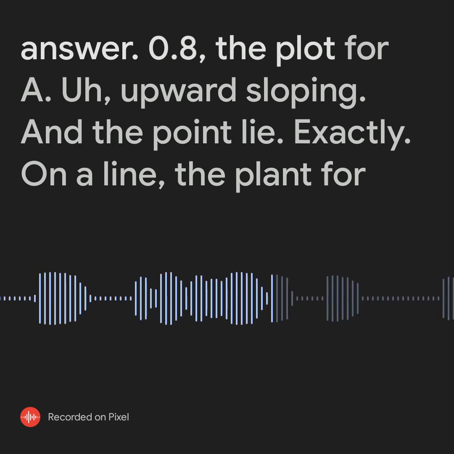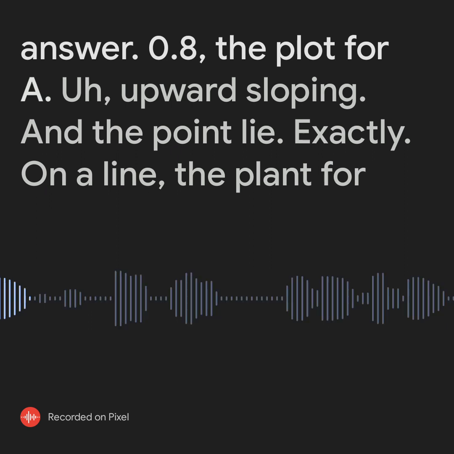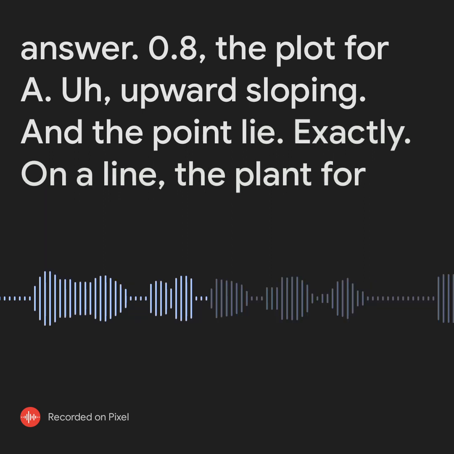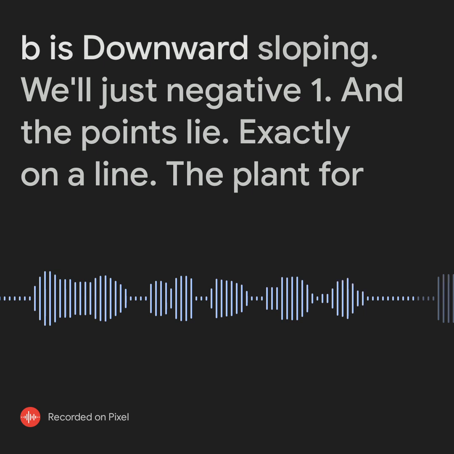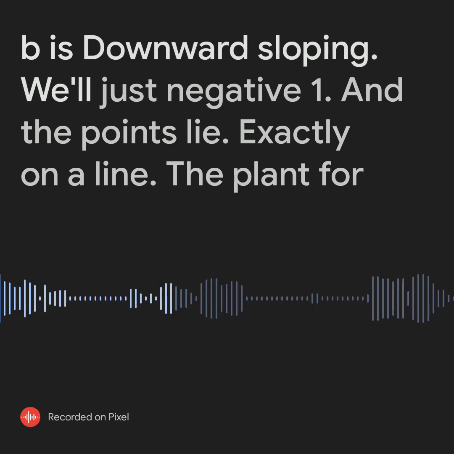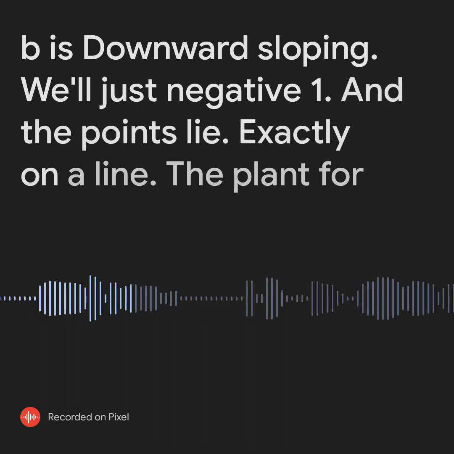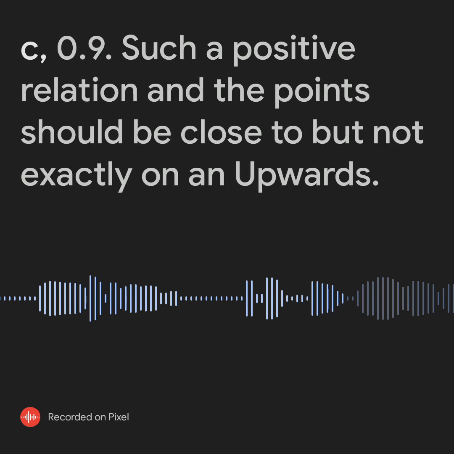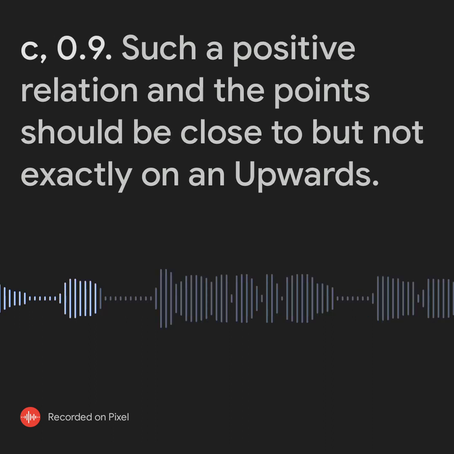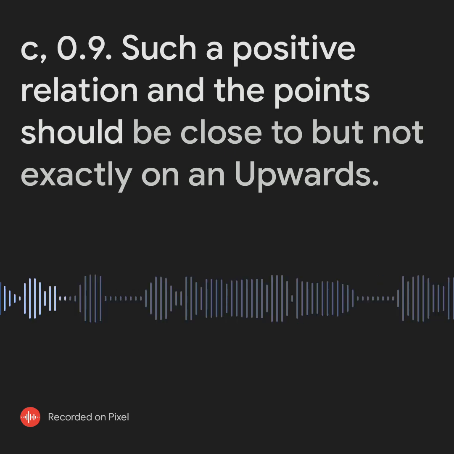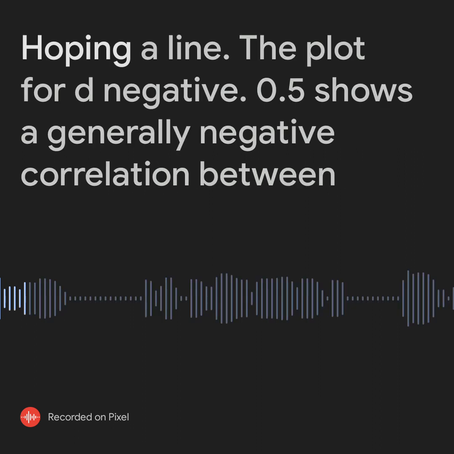3.8. The plot for A is upward sloping and the points lie exactly on a line. The plot for B is downward sloping, which is -1, and the points lie exactly on a line. The plot for C, 0.9, should show a positive relation, and the points should be close to, but not exactly, on an upward sloping line.